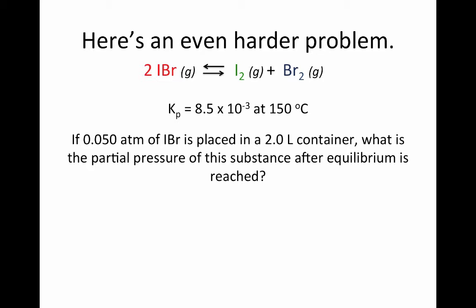And we have an equilibrium constant, and you'll notice this is Kp rather than Kc, so we're using pressures. We're using atmospheres instead of concentrations, molarity, but it still works the same way. Our Kp value is 8.5 times 10 to the minus third at 150 C. So we are going to start by putting 0.05 atmospheres of iodine bromide in a 2-liter container, and we want to find what the partial pressure is after equilibrium is reached.